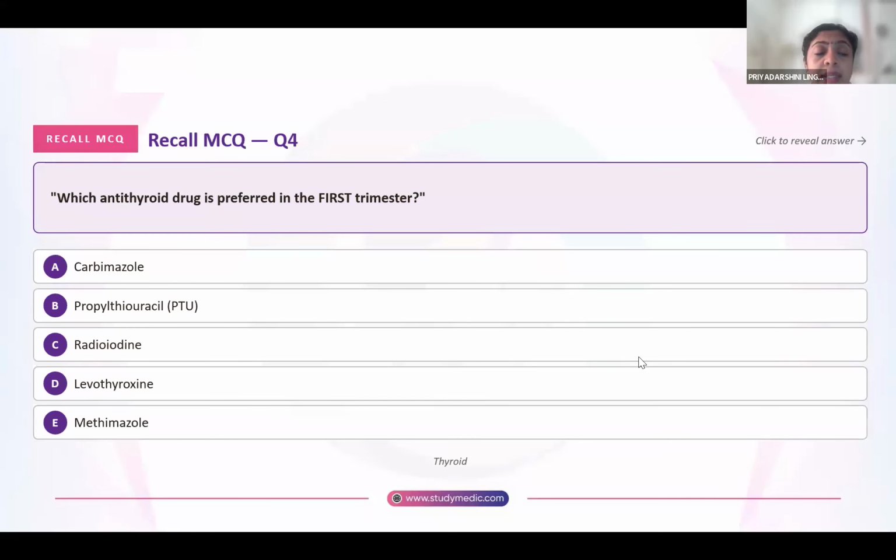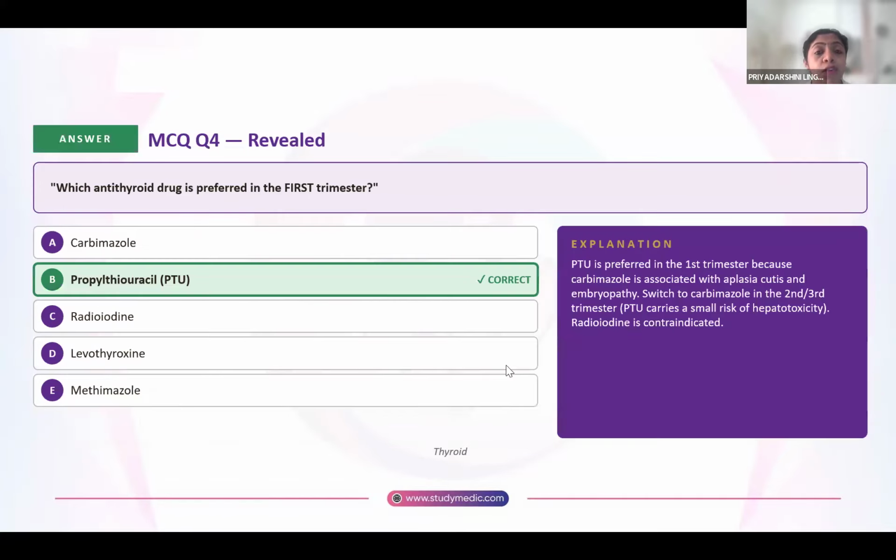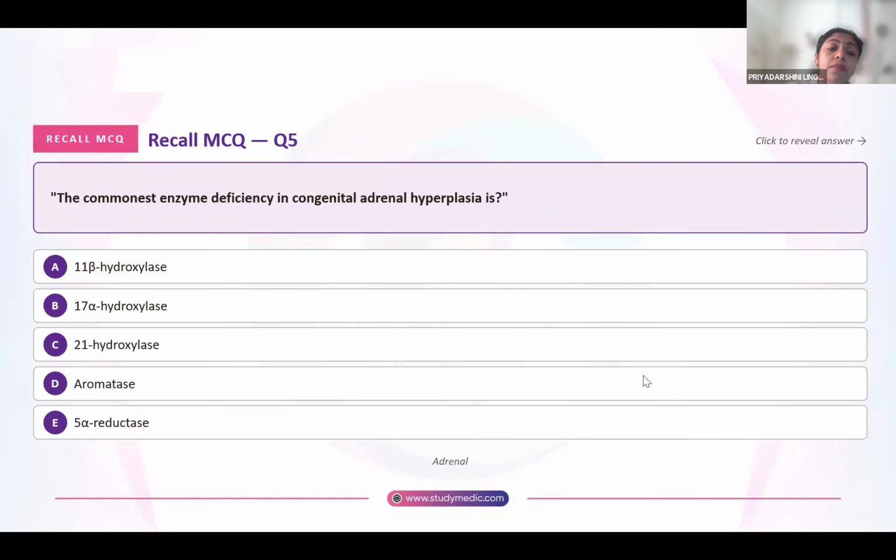Coming to the drugs, which anti-thyroid drug is preferred in the first trimester? Now, first trimester, your drug of choice is going to be propylthiouracil. Second and third trimester, it is your carbimazole. And what is the main side effect of carbimazole? C for C, C for carbimazole, C for cutis. So, carbimazole causes aplasia cutis. Keep this in mind. Okay.